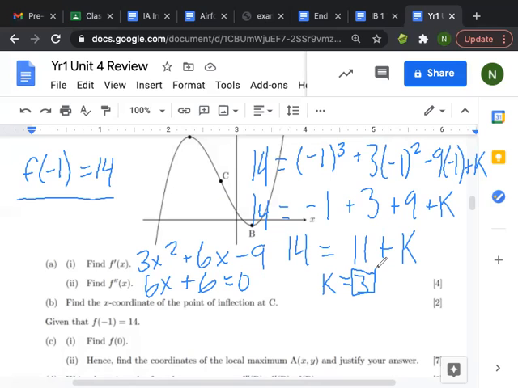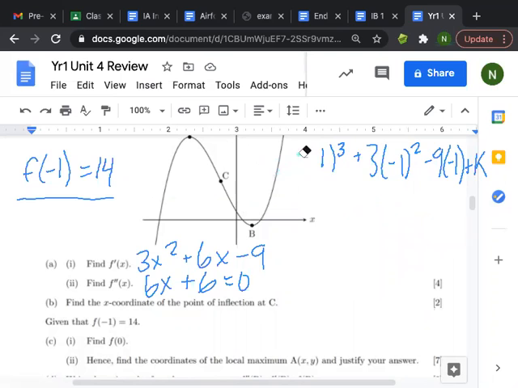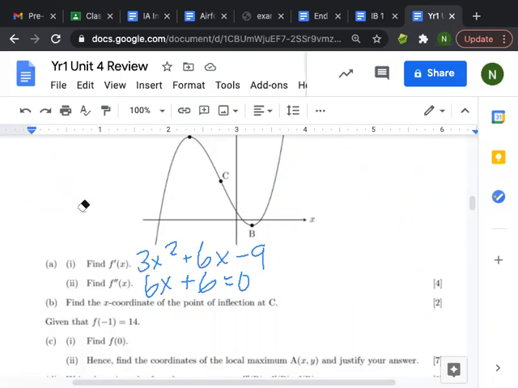The next one says find the coordinates of the maximum. How do I find a maximum? First derivative equals 0. So I'm going to set the first derivative equal to 0 and solve. Once you find the x coordinate, this is what I think Victor was starting to ask about on the other one. So I'm going to set this equal to 0 and solve it. I see that there's a greatest common factor of 3, so I'm going to pull it out.